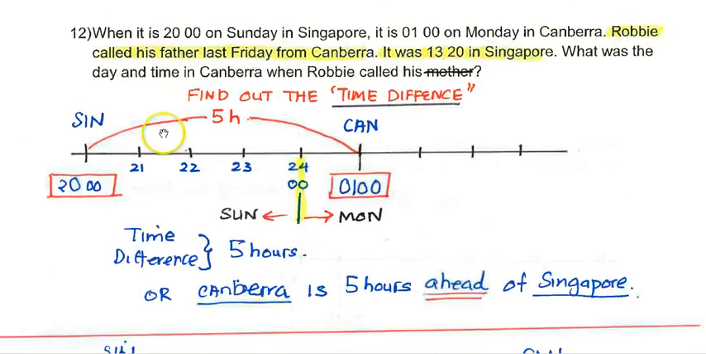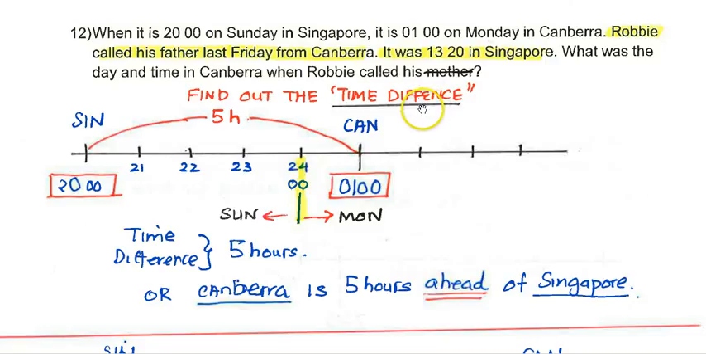Now this one, when it is 8 o'clock on Sunday in Singapore, it will be 1 a.m. Monday. Okay, the next day, you can see over here, Singapore is 8 p.m., and in Canberra it will be 1 a.m. the next day. It crosses the next day. Now the time difference is 5 hours. Finding out the time difference is very important.